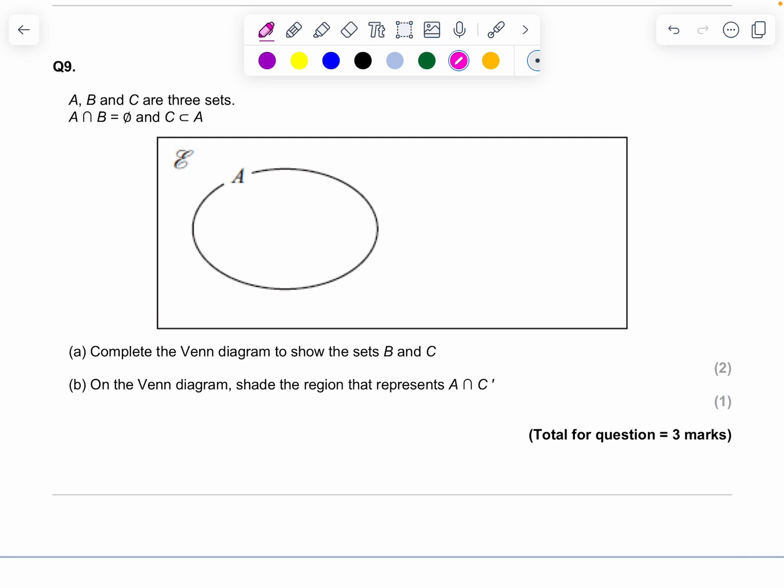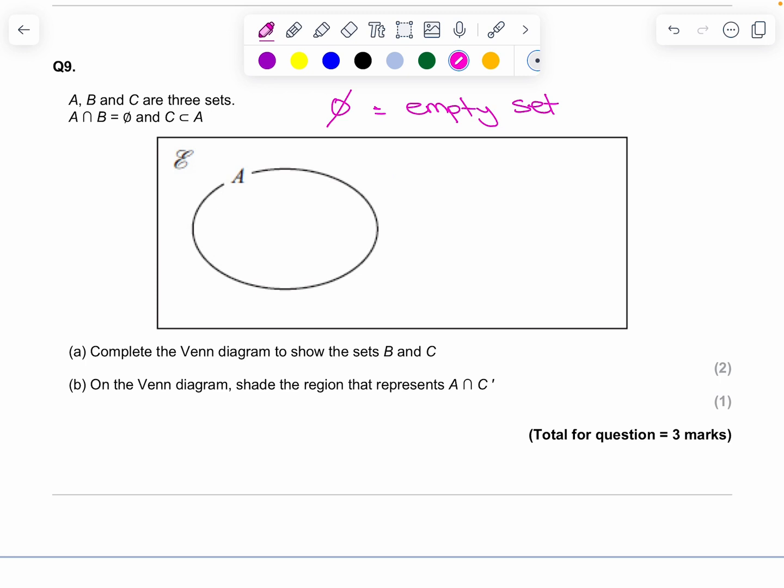9. So it says that A, B and C are 3 sets. A and B is an empty set. So this symbol here means it's an empty set. It means that there are no items that belong in A and B. There is no overlap whatsoever between those two sets.